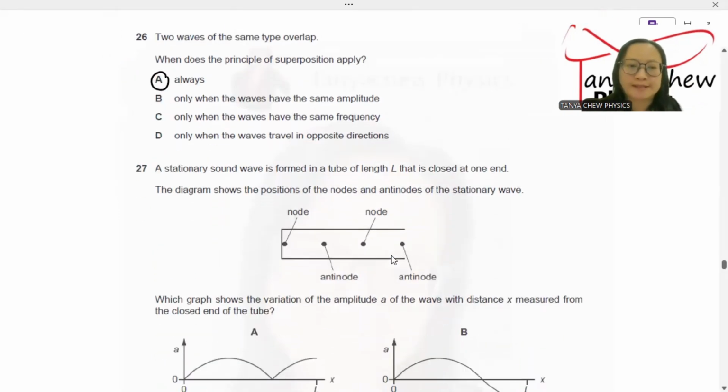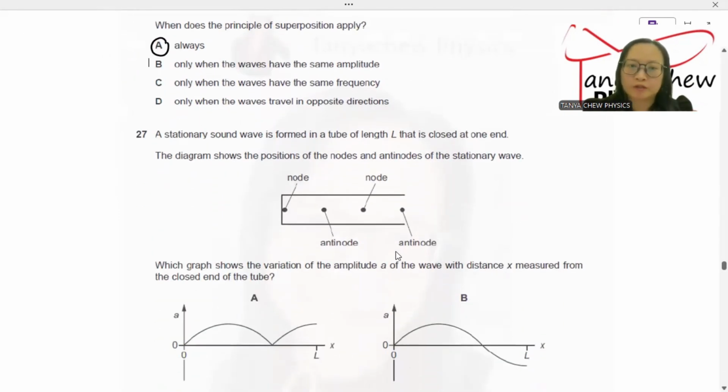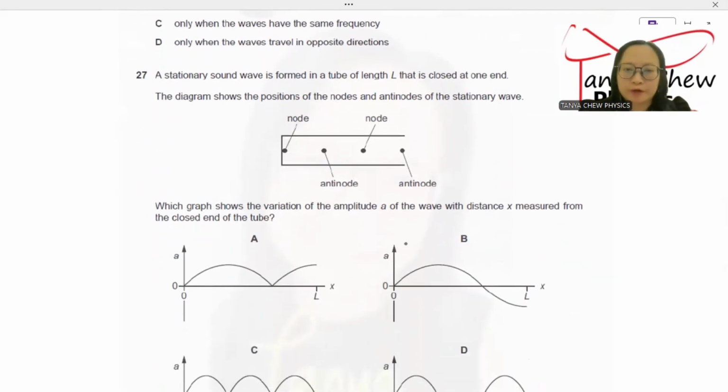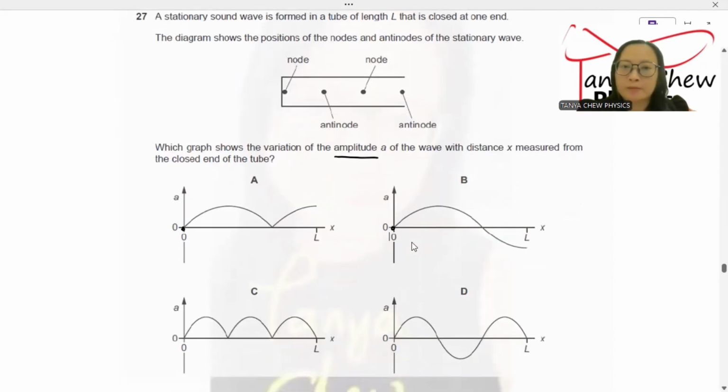And number 27, a stationary sound wave is formed in a tube of length L that is closed at one end. The diagram shows the positions of the nodes and the antinodes of the stationary wave. Which graph shows the variation of the amplitude of the wave with distance x measured from the closed end of the tube? So the closed end of the tube has to be a node, so it has to be 0 amplitude. And bear in mind, amplitude is a scalar quantity, so we cannot take the negative value.